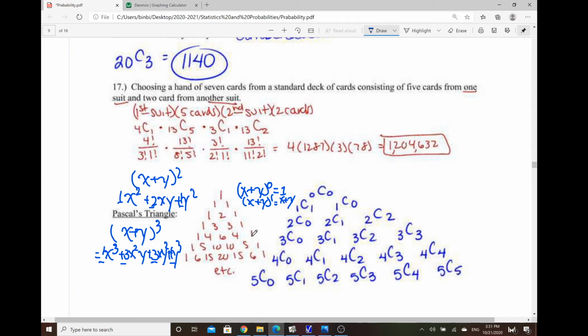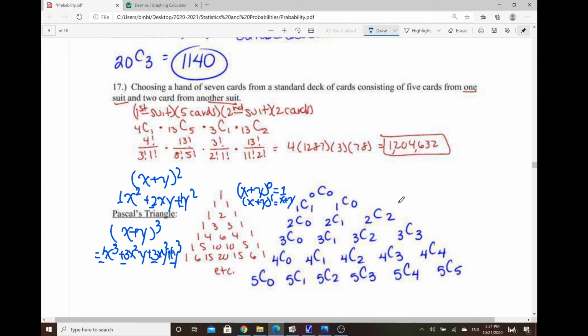And then the rest of that follows, so on and so forth, to the 4th power. So x to the 4th power, and then 4x cubed y, and then 6x squared y squared, and then 4xy cubed, and then the last one would be y to the power of 4. So this one is all about the binomial expansions.